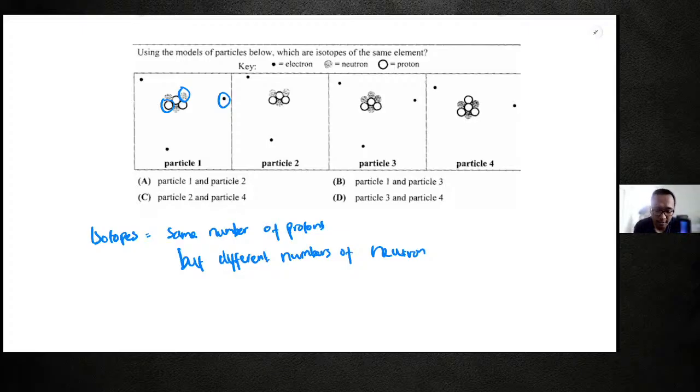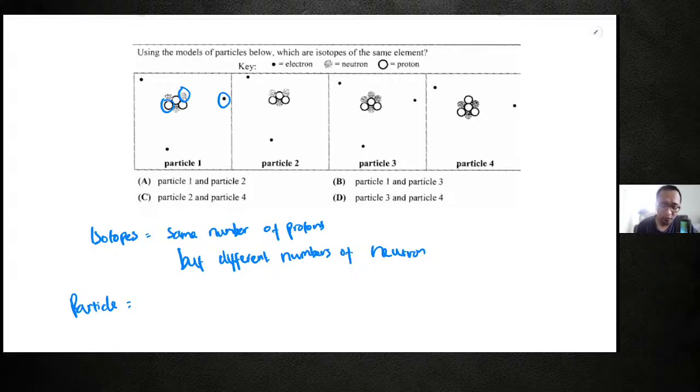Now we interpret the data one by one. So the particle one, how many protons and how many neutrons? We don't care about the electron itself because in this equation there is no discussion about electron. Electrons are not considered when identifying isotopes. Keep in mind, isotope doesn't have correlation with electron itself. Only neutron and proton.